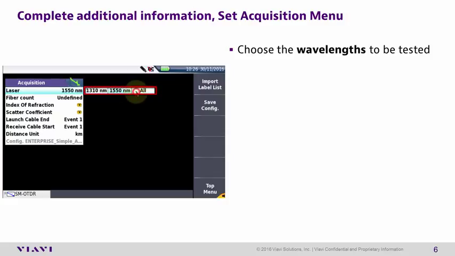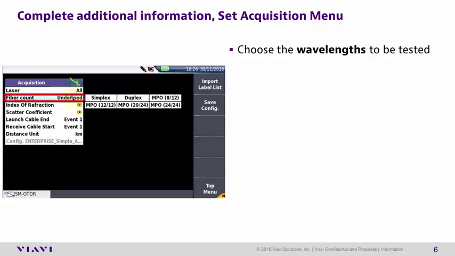Tap on the wavelength you'd like to test with, or select All to test with both 1310 and 1550 for single mode testing. The type of cable and the number of fibers being tested can be changed under fiber count. For this example, we are using Simplex.